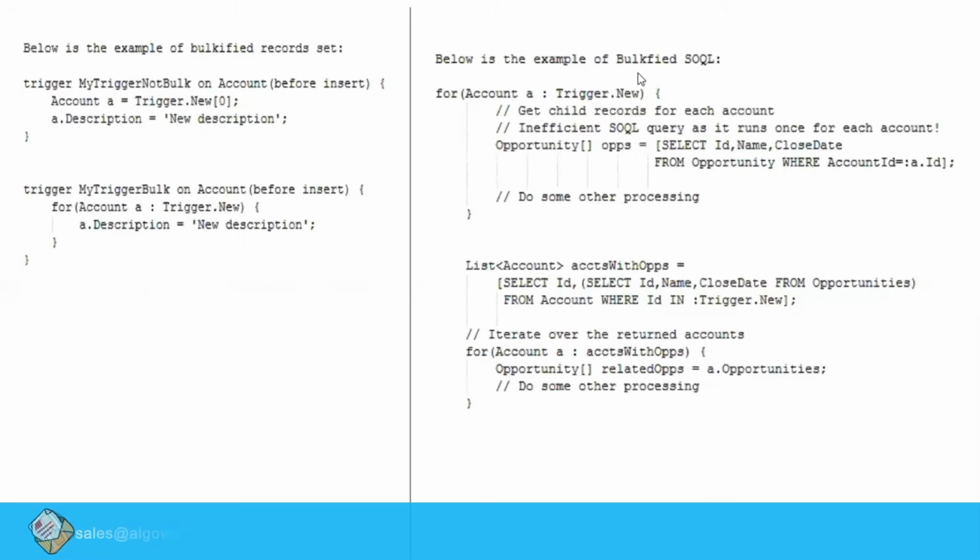The second example is for bulkified SOQL. In the first snippet, you can see the SOQL statement inside the for loop. If we do that, we will surely hit the governor limits. But in the second snippet, we have not used SOQL inside the for loop, but have just created a list and then iterated through that list. That's the correct one.